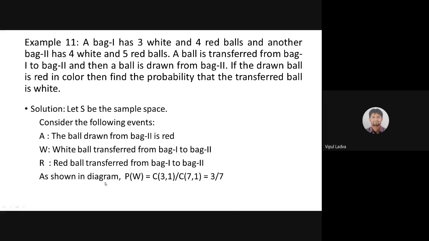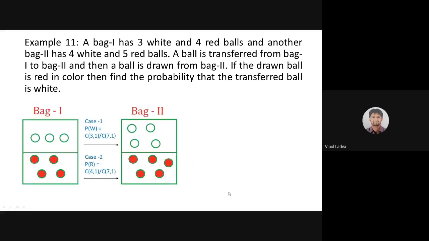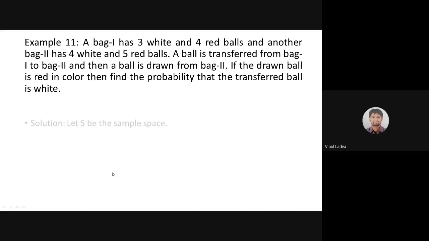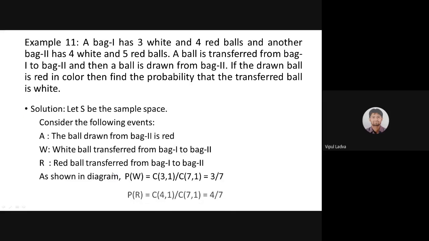Now we had already identified the probability for events W as well as R. That is 3 by 7 and 4 by 7, as we had just discussed in the previous slide. यहाँ पे हमने बात की थी, that is 3 by 7 and this is 4 by 7.